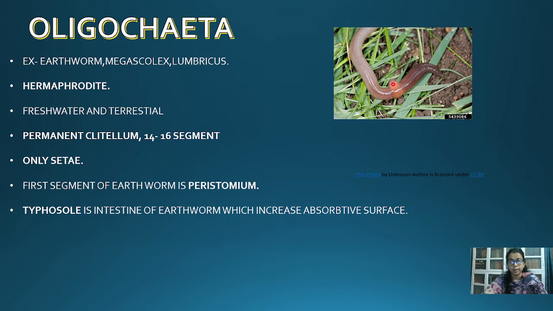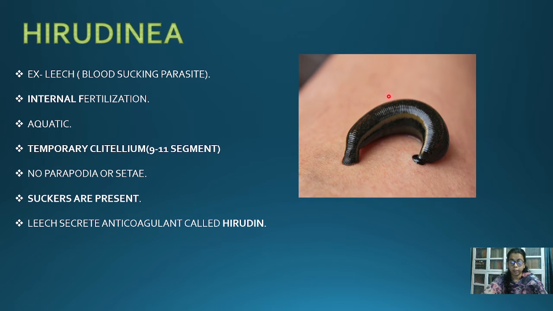You can see here, the permanent clitellum will be seen, but in the leech there is only a temporary clitellum, that is, during the breeding season the clitellum is seen and the rest of the time there is no clitellum. The clitellum is present in the 9th to 11th segment. Here, parapodia and setae both are absent. So, where do they respire? They respire through the general surface of their body.